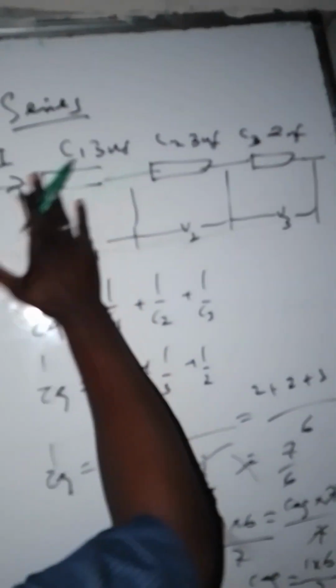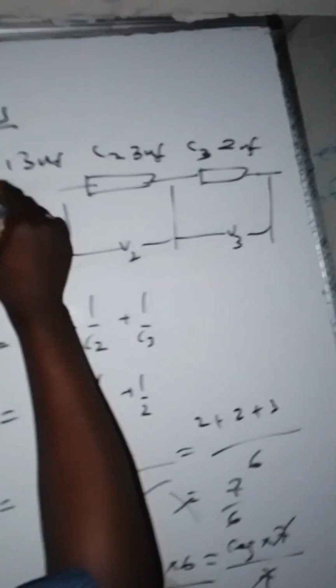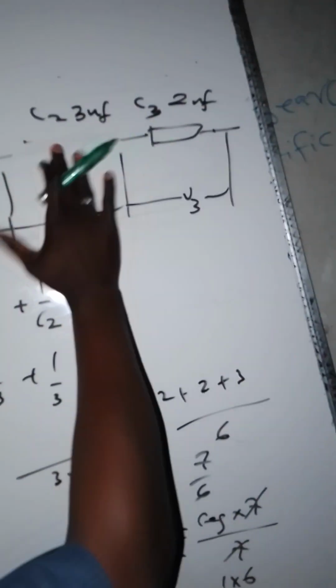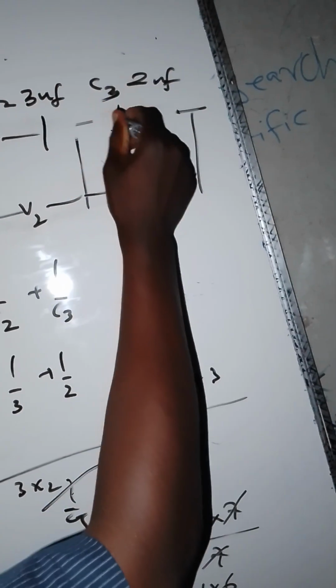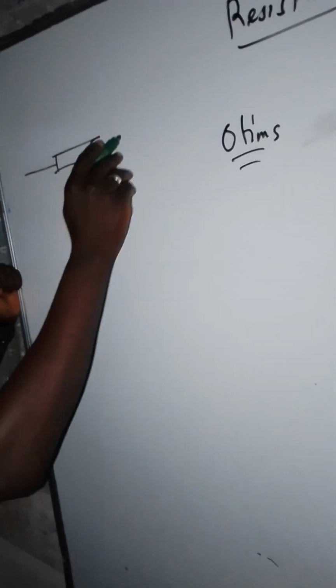Based on that, we talk about arrangement of resistors. These are symbols of resistors. Oh, this is not the symbol of a capacitor. The symbol of a capacitor is like this. I beg your pardon, please forgive me. The symbol of a capacitor is like this, and the symbol of a resistor is like this.